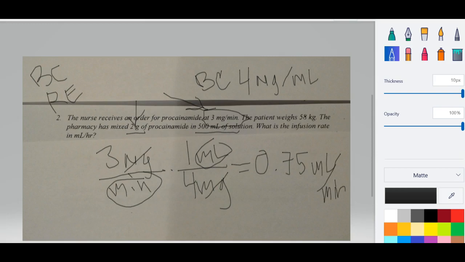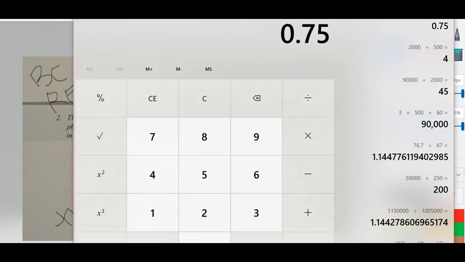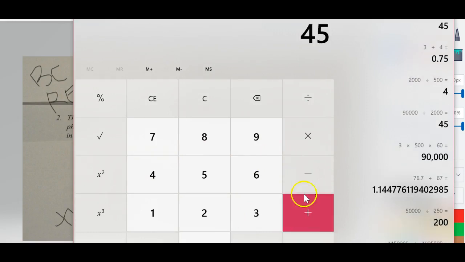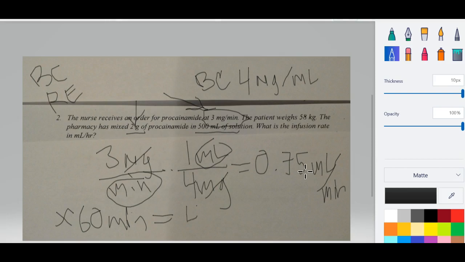All right, but the question is asking us, what are we going to set the infusion rate per hour? All right, so you know that there's 60 minutes in 1 hour, so you're just going to times this times 60 minutes equals 45 mLs per hour. So that's how you do the reverse engineering or base concentration. So it's kind of a longhand way, but to be honest with you, I do it both ways to ensure that I get the same number.